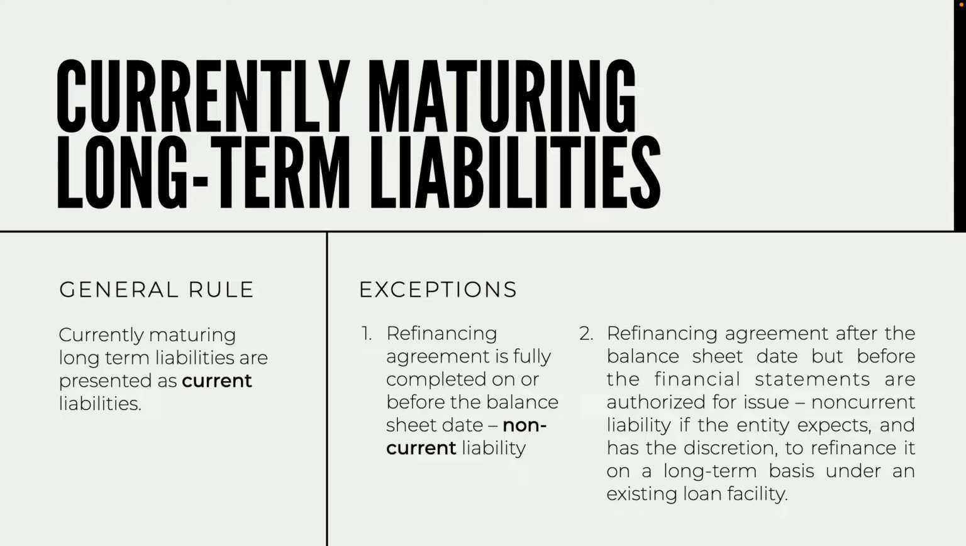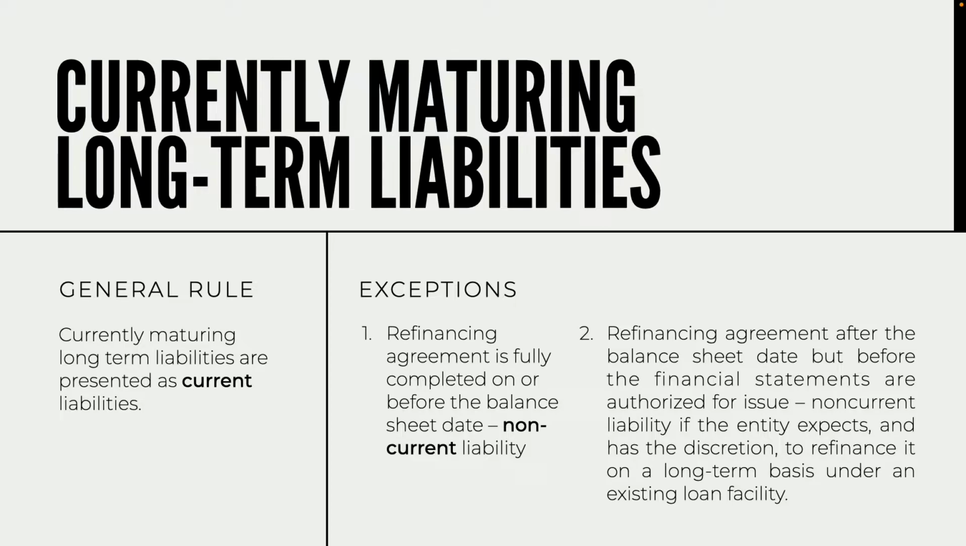Then, kapag yung refinancing agreement after the balance sheet date naman, but before ma-authorize yung financial statement, ilalagay natin or classify natin yung long-term liabilities na yon na currently maturing as non-current if the entity expects and has the discretion to refinance it on a long-term basis under an existing loan facility. Meaning, ibig sabihin lang sa number 2, nagkaroon ulit ng refinancing agreement. But ngayon, yung nangyari yung refinancing, after naman natin magawa yung financial statement for December 31. But before pa siya ma-authorize, meaning, hindi pa yan napapasa sa board of directors sa mga kailangan pumirma.